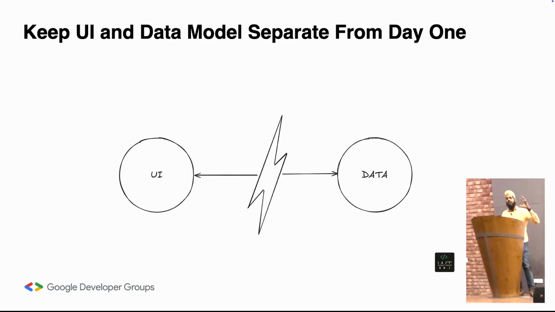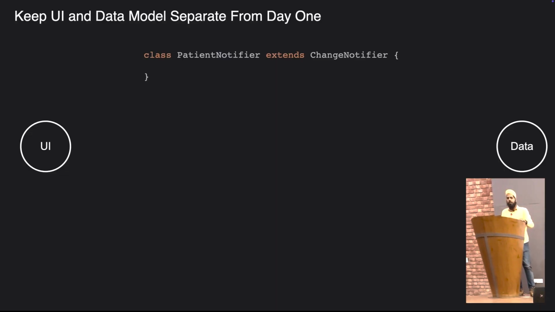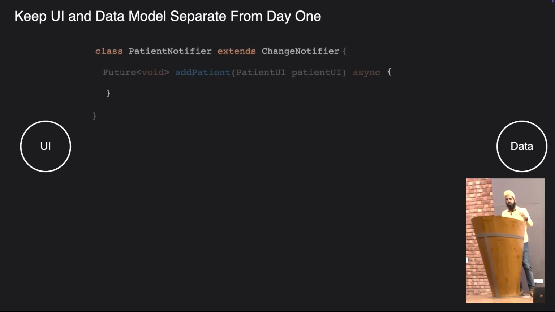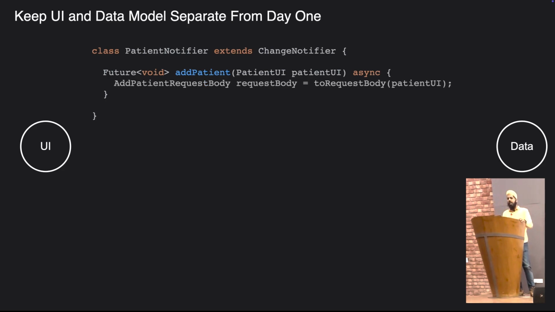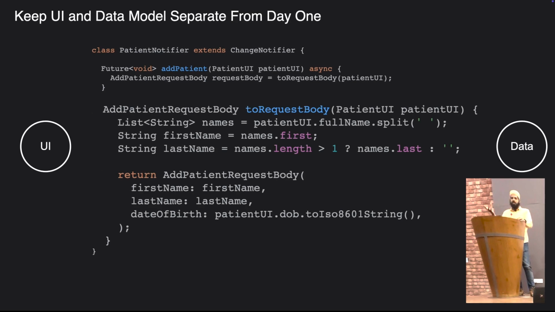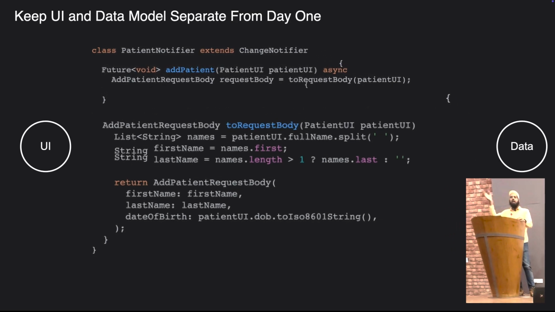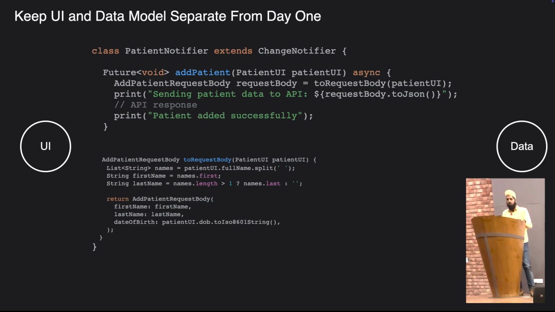I'll just show you an example: just add a layer in between so that you can transform UI into API response and API response into the UI. For example, I'm not sure if everyone can see this code. Yeah, mapper class. So for example, you have a patient notifier, and then you want to add a patient. So you have a simple method add patient, and then here in the notifier layer, you will convert those patient UI into a request body which the backend requires. So you just convert it here, and then you pass that to the API, and then the API will be a success or failure based on the validation.